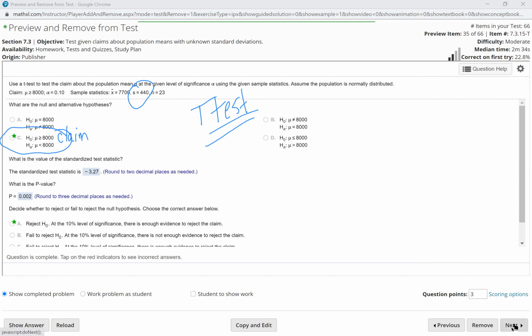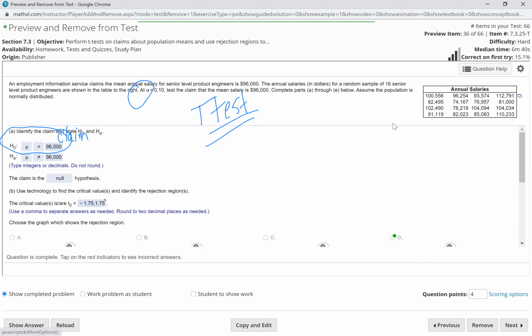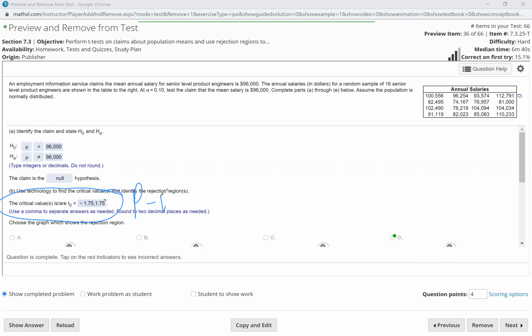Next. And let me clear my drawing. This is another exercise. Okay, guys, you can disregard this part. It won't be critical value, it will be a p-value here if you see that on the test. But for this one, guys, you have to input the data and put it in L1 and then run a t-test.